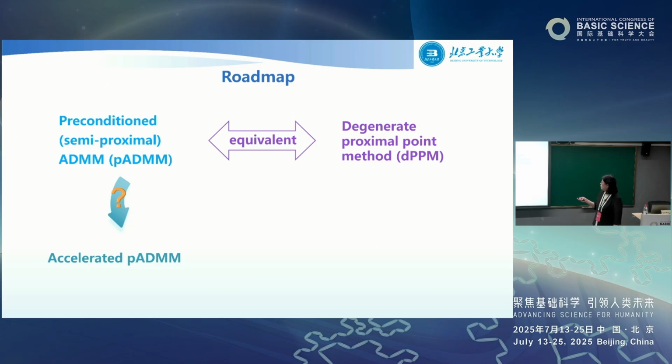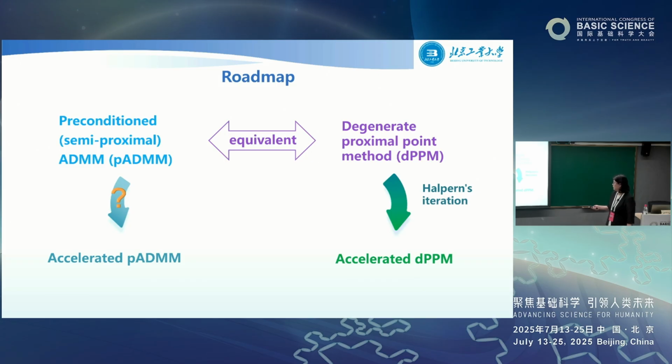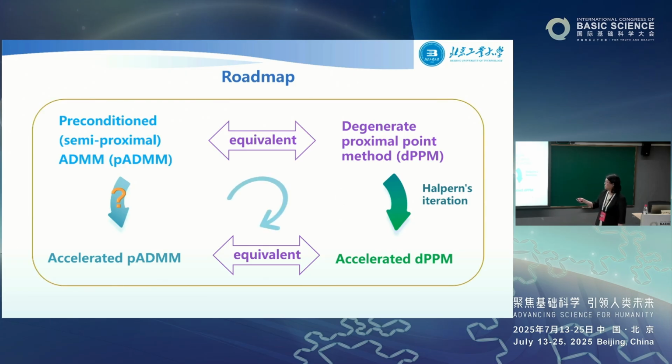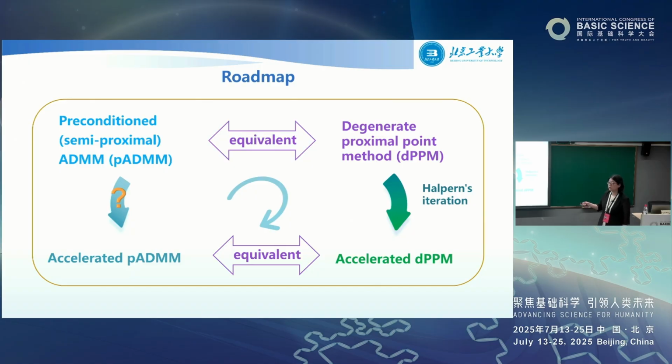Then why do we try to solve this one? Finding this equivalence allows us to use fixed point theory to accelerate the degenerate proximal point method. So we can embed the Halpern iteration to accelerate this DPPM. Then we prove these two methods are equivalent. So we can accelerate the original preconditioned ADMM. This is the first time we find an acceleration strategy for the ADMM method.